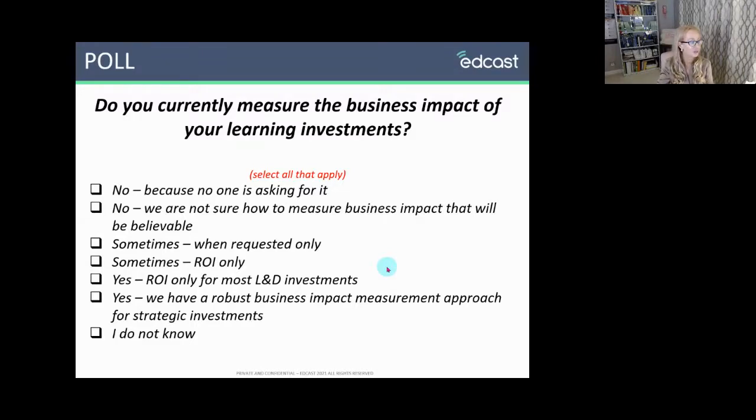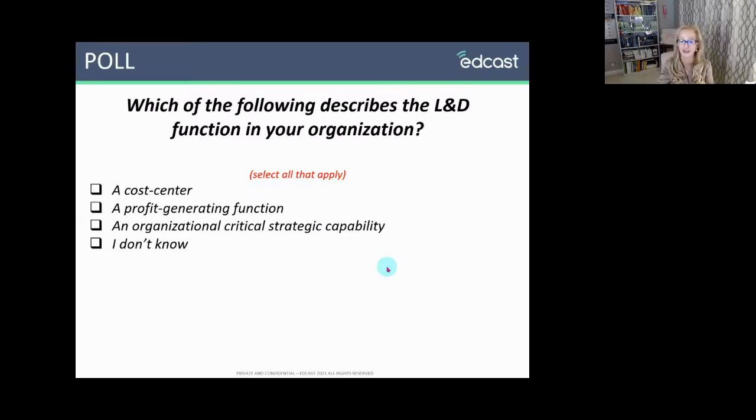Okay, I've got another simple poll. Let's see if this one works. Maybe I made this one a little easier for us. Which of the following describes your L&D function? Are you considered, and this is a select all again, a call center, a profit generating function, an organizational, critical, strategic capability, or I do not know? You can answer the poll now and let's see if we can get these results through. I'll give you about 10 seconds. Again, this is a select all, so select as many as you'd like.